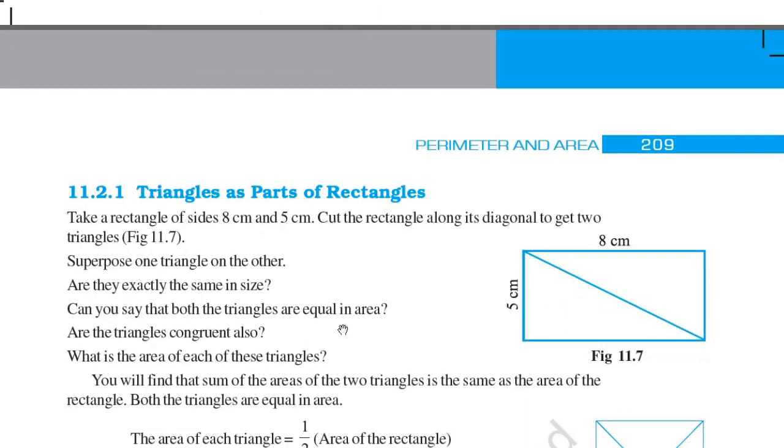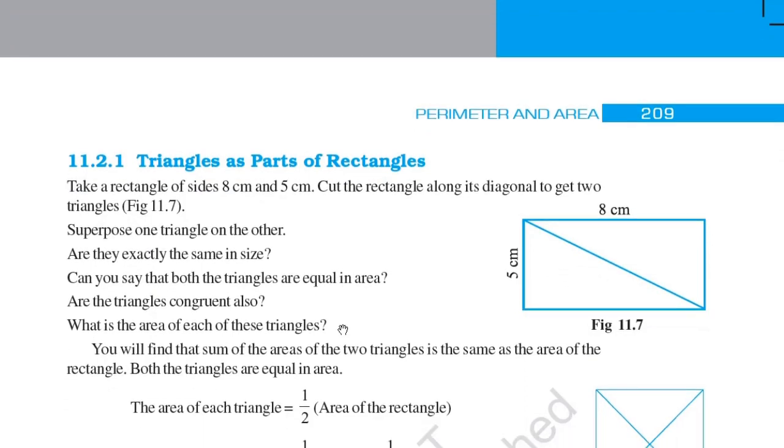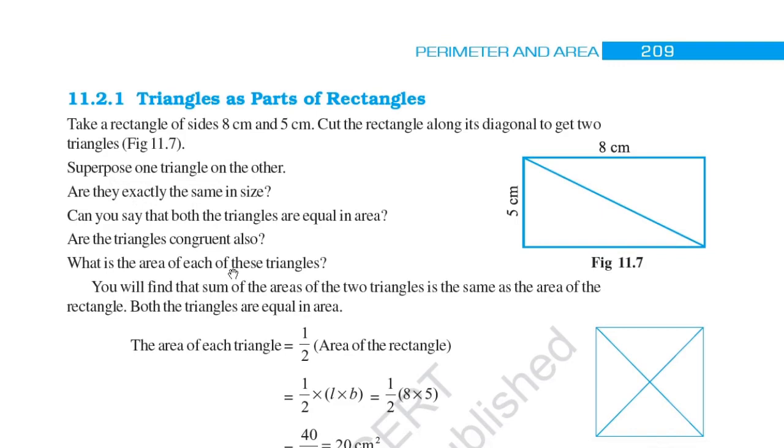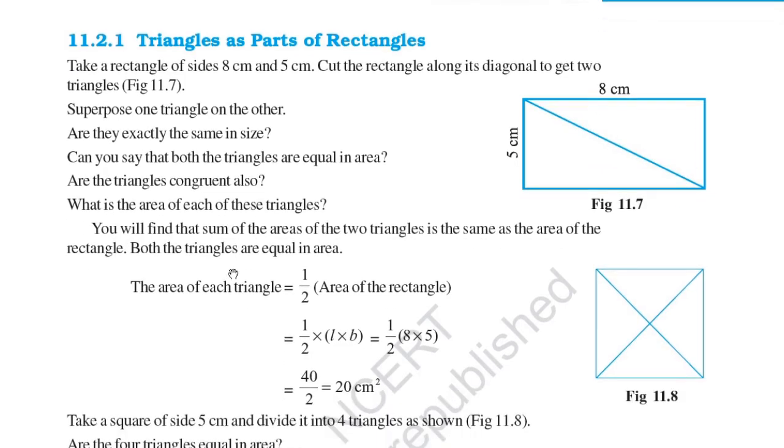11.2.1 Triangles as parts of a rectangle. Take a rectangle of side 8 centimeter and 5 centimeter. Cut the rectangle along its diagonal to get triangles. So you can see in the figure. Superpose one triangle on the other. Are they exactly the same size? Can you say that both of the triangles are equal in area? Are the triangles congruent also? What is the area of each of these triangles?